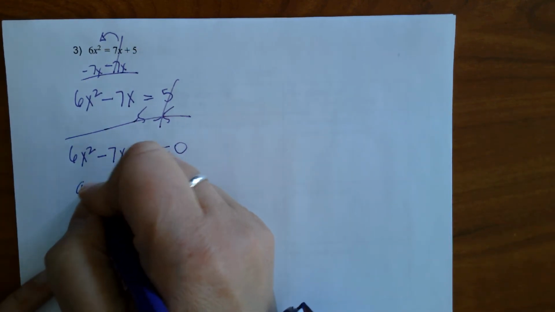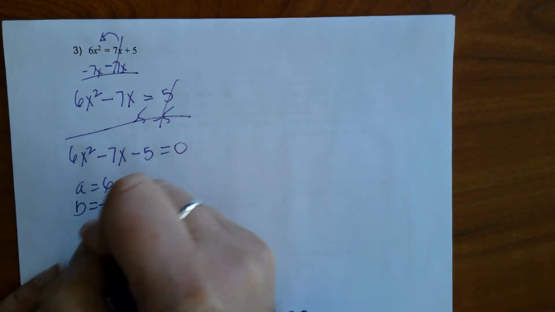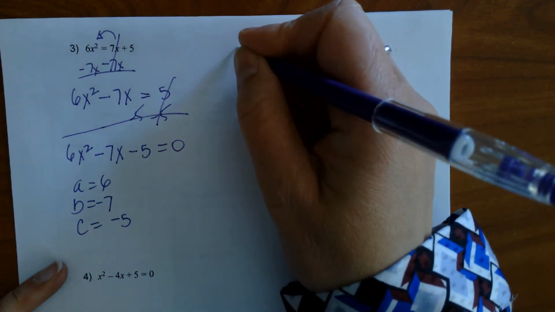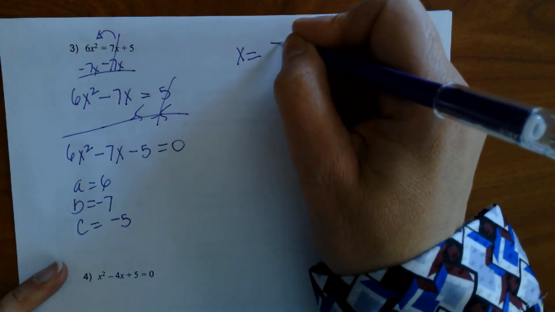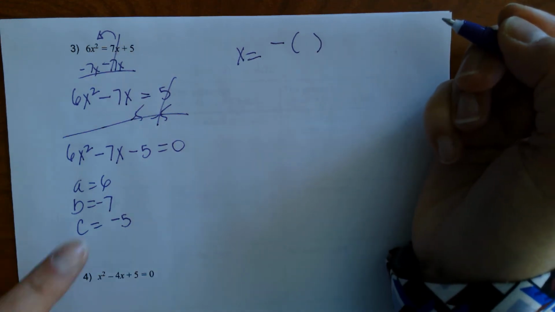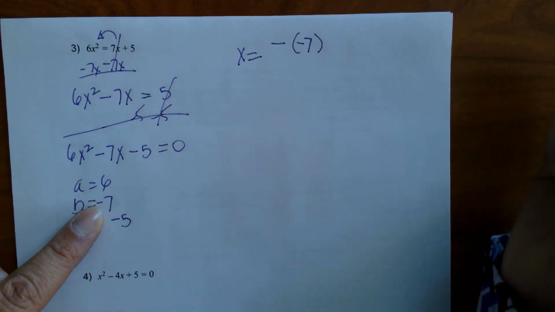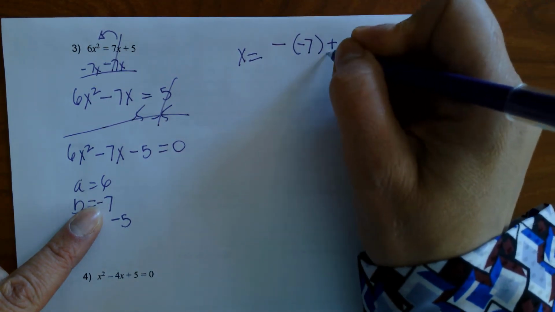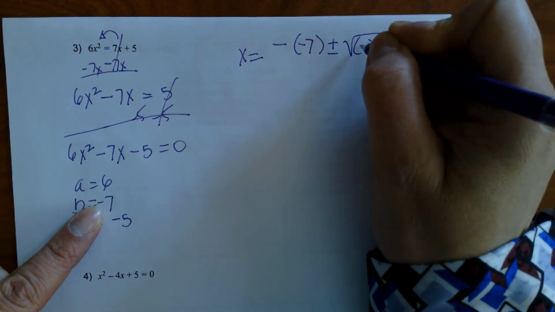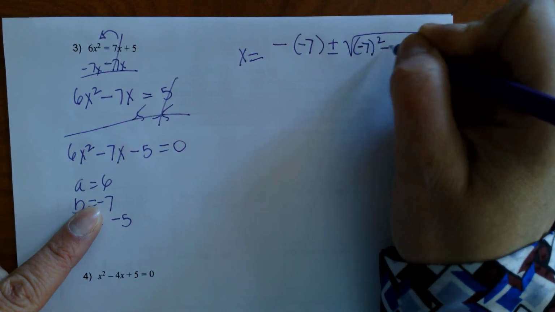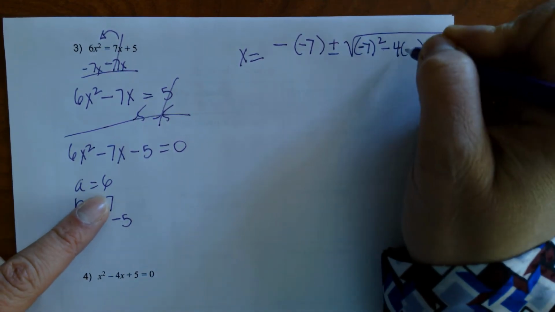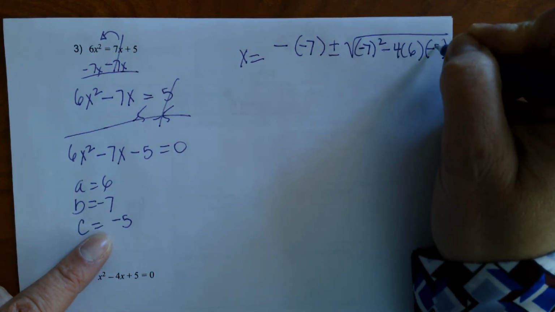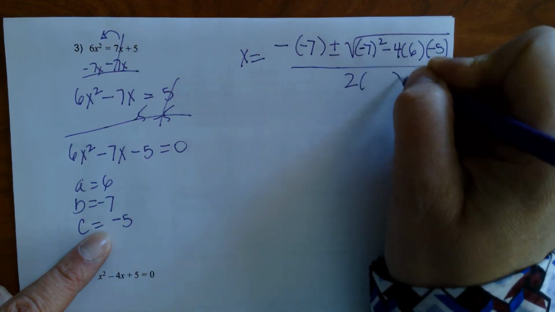Step 1, pull out A, B, C. A is 6, B is negative 7, C is negative 5. Once we've pulled out A, B, C, let's put them into our quadratic formula. Negative B. B is negative 7, so be careful. Put the negative and then put parentheses so your B can go in. Plus or minus B squared, negative 7 squared, minus 4 times A, which is 6, times C, negative 5, all over 2 times A.